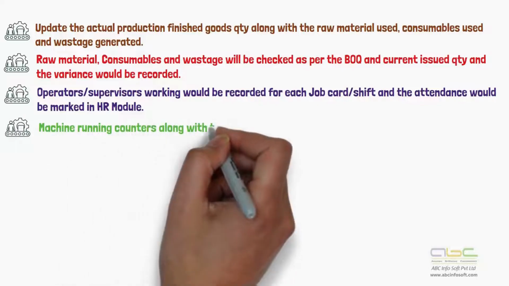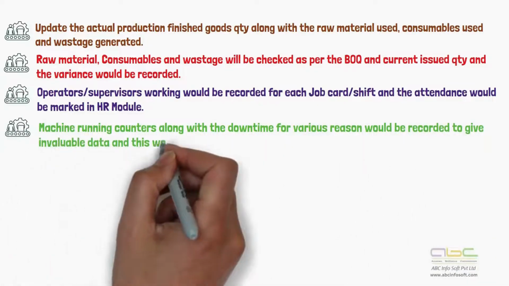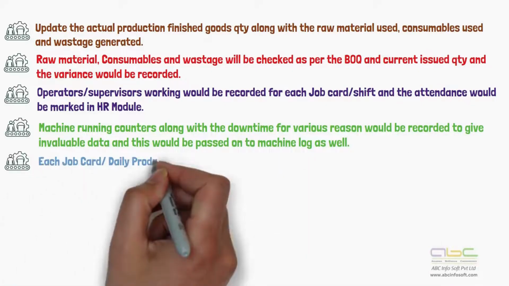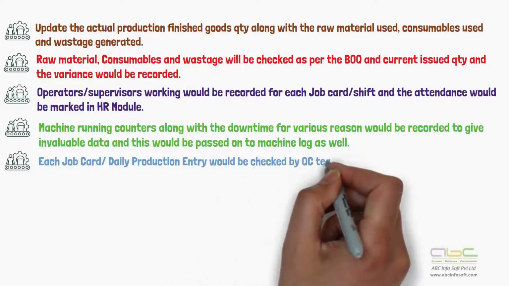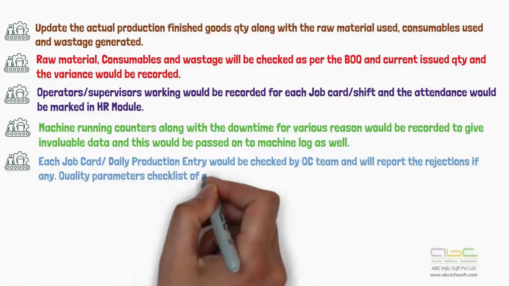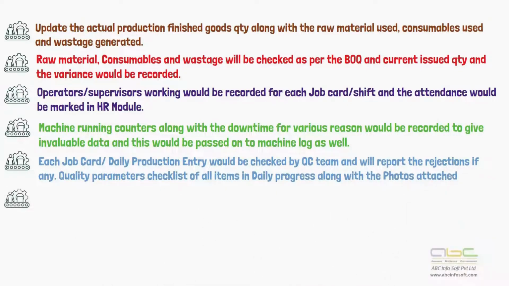Machine running counters along with the downtime for various reasons would be recorded to give invaluable data and this would be passed on to machine log as well. Each job card, daily production entry would be checked by quality check team and will report the rejections if any. Quality parameters checklist of all items in daily progress along with the photos attached.